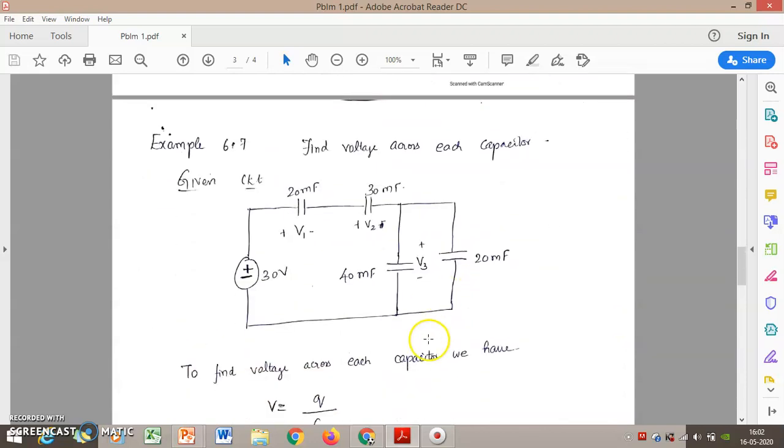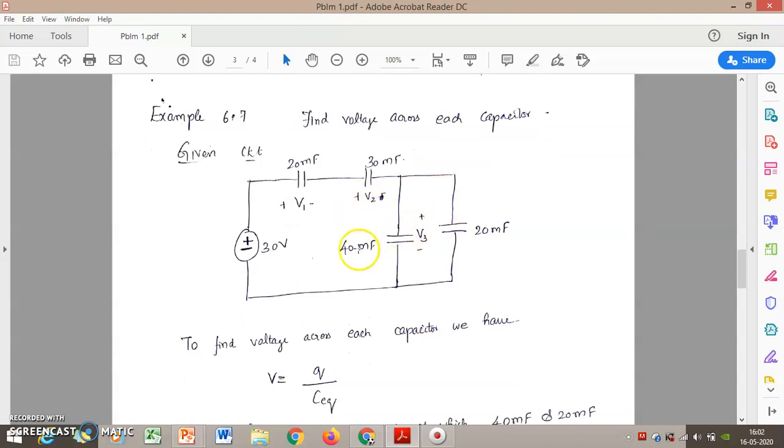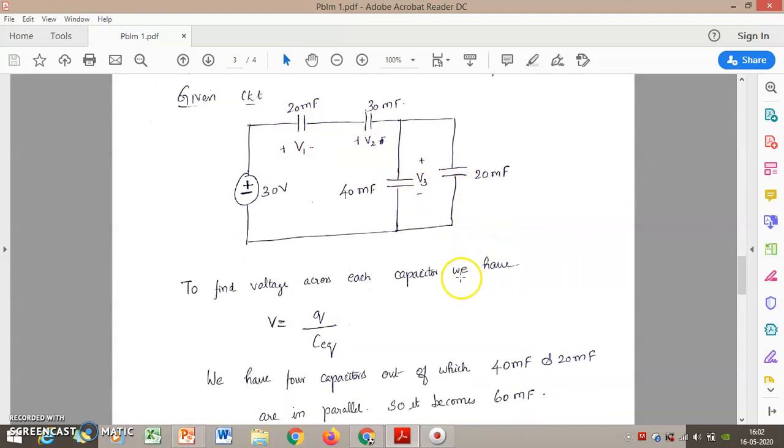The next problem deals with the voltage across each capacitor. This is simpler than the previous problem. We have a 30 volt source connected to 4 capacitors. These two capacitors are connected in series. These two capacitors are connected in parallel to each other. We know the formula Q equal to CV. Since we have 4 capacitors, we can mark it as C equivalent.